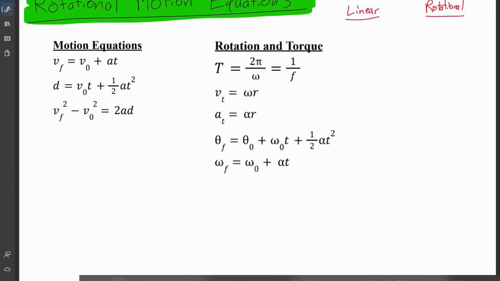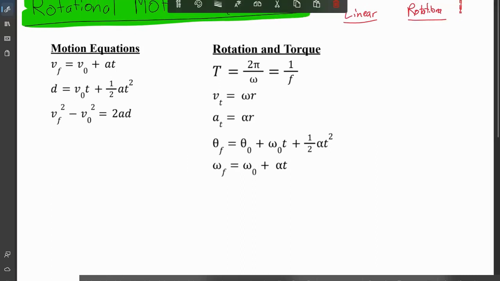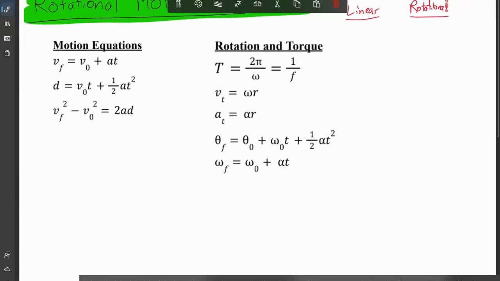Essentially, if we look at linear motion, think about something's position over time. Position is given by x, and we can have some initial position and final position. What we really look at is this d, the displacement, where displacement is given by x final minus x initial.